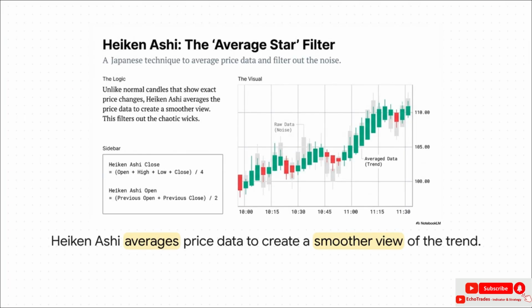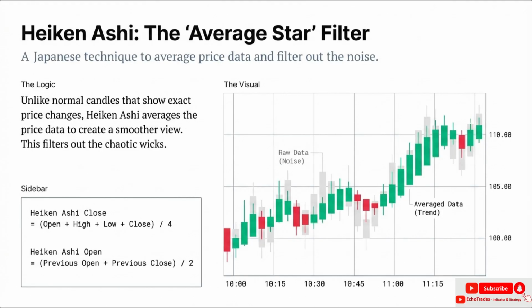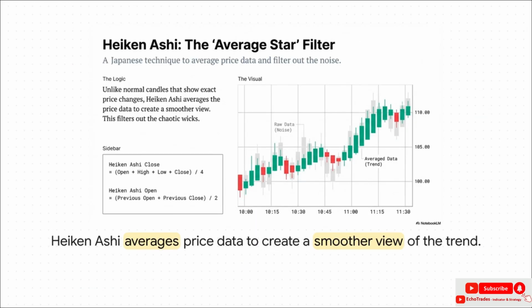Now, the magic behind Heiken Ashi is actually surprisingly simple. You see, unlike a normal candlestick that just shows you the raw open, high, low, and close, Heiken Ashi takes all that price data and averages it out. The result? You get this much smoother picture of what's really going on. It filters out all those crazy wicks and those minor reversals that trick us.